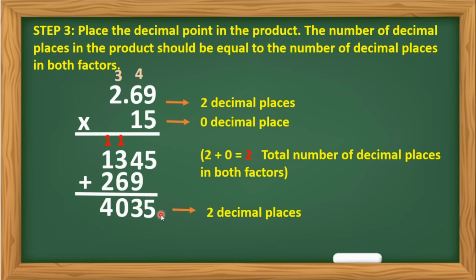So paano bibilangin? Magsimula tayo sa pinaka kanan, rightmost. Let's start with the rightmost side. So ito, bilang tayo ng isang digit, 1 and then 2. So dito natin ilagay sa between 0 and 3. Kung mapansin ninyo, ang ating decimal places sa product ay 2 decimal places, just like our factors. So, bakit? Kasi ang total ng dalawa, itong isa ay 2 decimal places, ang isa ay 0 decimal place, the total is 2. Kaya ang ating product ay 2 decimal places din. Okay, so 40 and 35 hundredths.